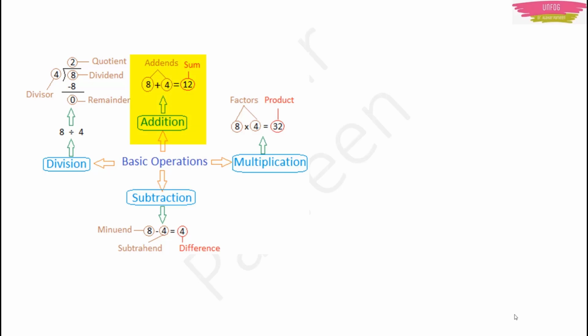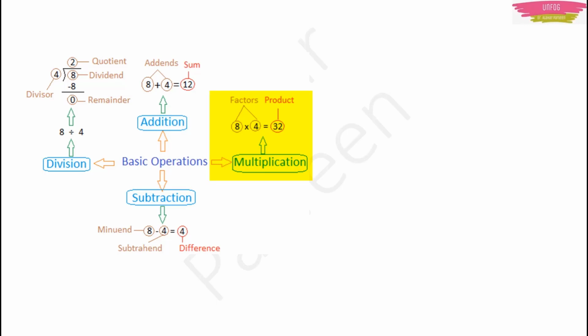When you do addition, the numbers which you add are called addends, and the answer which you get after addition is called the sum. In subtraction, the other name is difference. Of the two numbers, the first you call the minuend and the second the subtrahend, and the answer is your difference. In multiplication, if you multiply for example 8 and 4, your answer will be 32. That answer is known as the product, and the two numbers which are multiplied are factors of this 32.